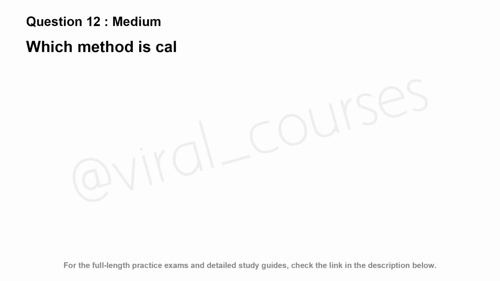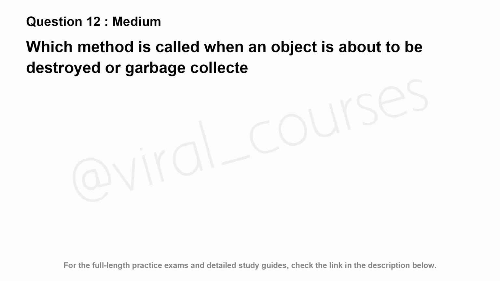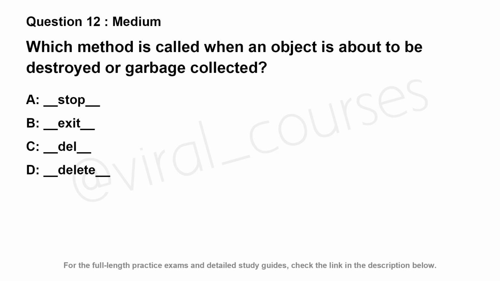Which method is called when an object is about to be destroyed or garbage collected? Option A, __stop__. Option B, __exit__. Option C, __del__. Option D, __delete__.